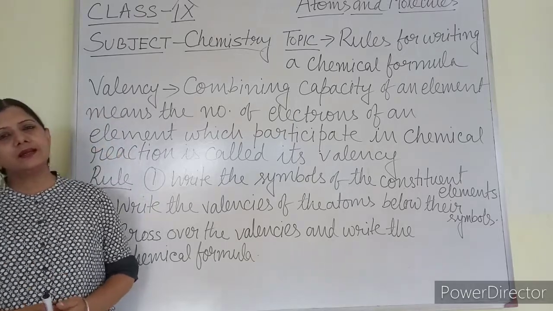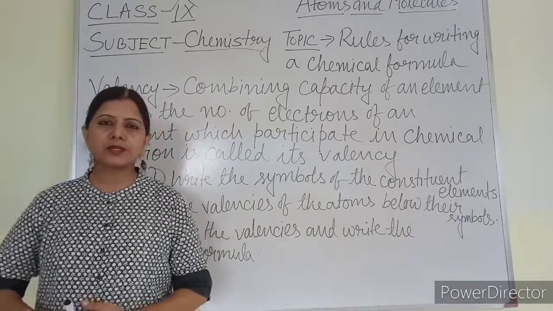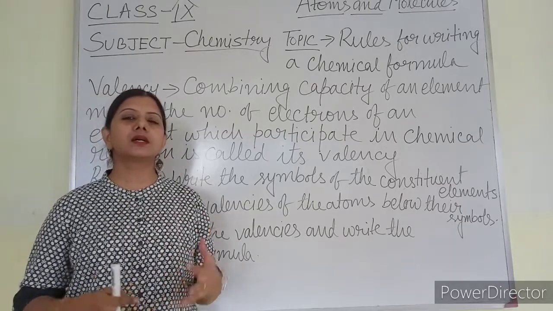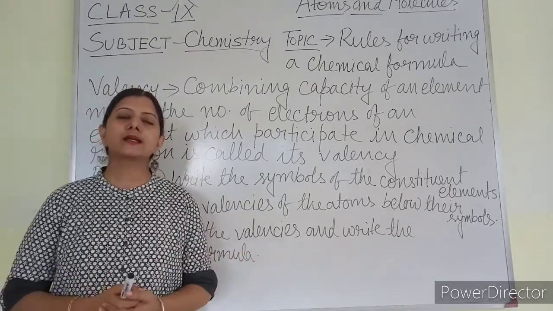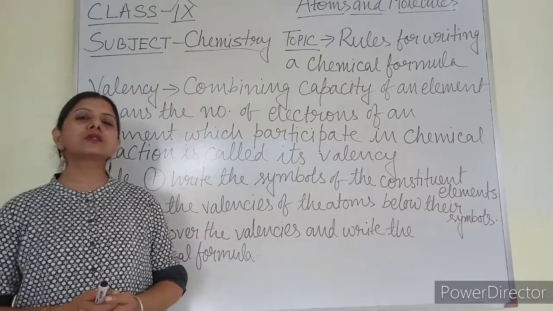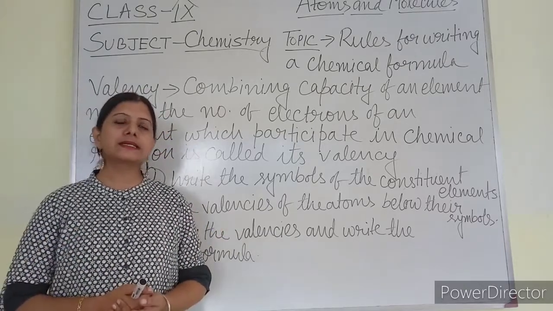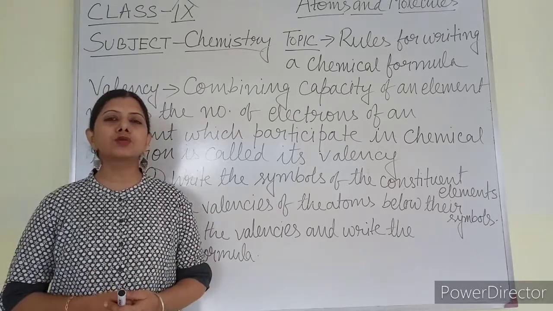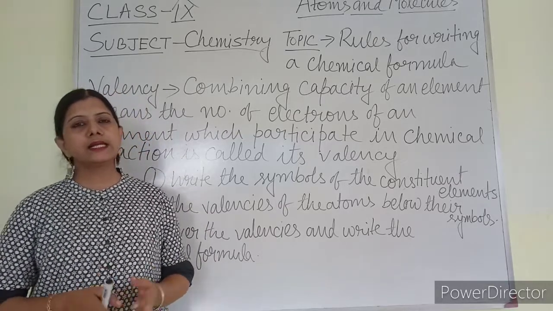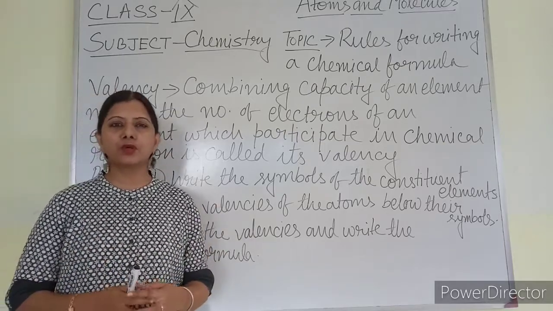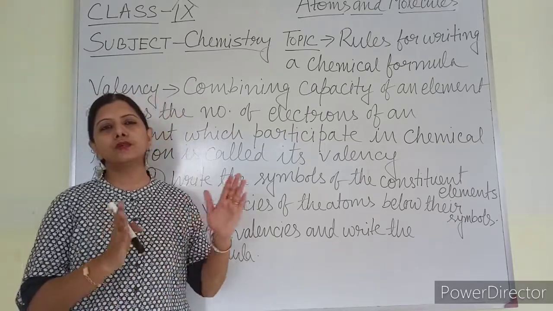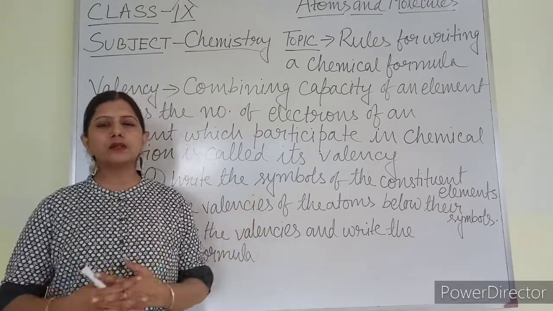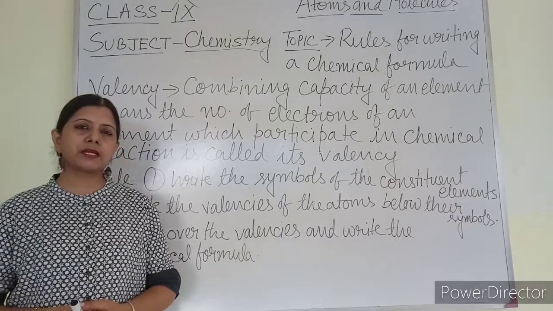So class 9 atoms and molecules, this chapter is going on. In my previous video I told you about the molecules, that is atomicity of the molecules, how the molecules are represented. Today's topic is how to write down the formula of a chemical compound. There is a certain rule that you have to follow. You will get questions that say write down the formula of the following compound. So how to write, how you got the formula, that you have to explain.